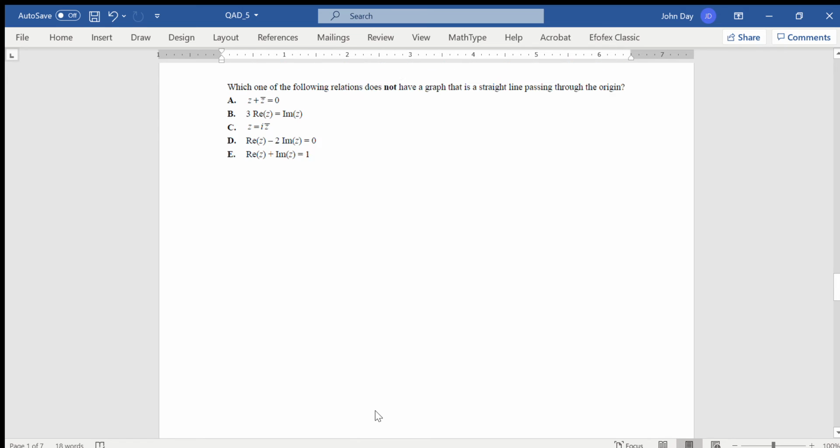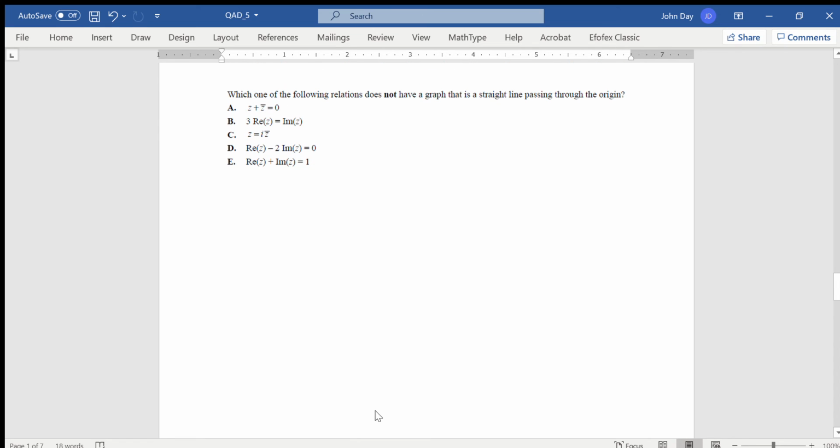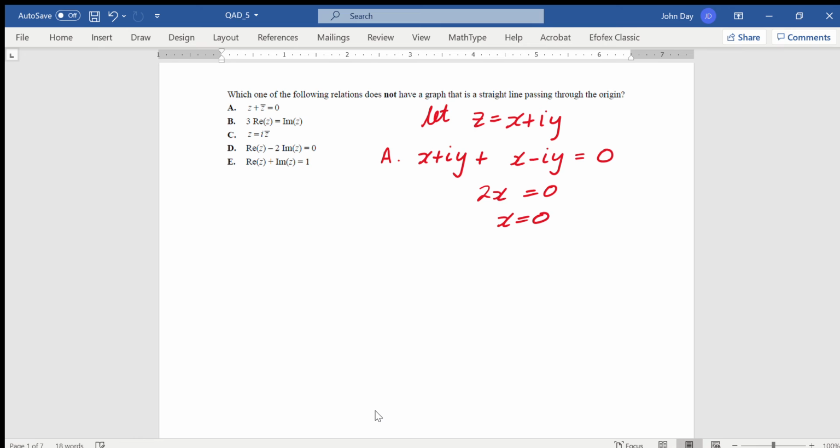Which of the following relations does not have a graph that is a straight line passing through the origin? All right, I'm going to, for each of these, let z equal x plus iy. So, exploring part A, we've got x plus iy for z, and the conjugate of z is x minus iy. So that equals 0. So that's 2x equals 0, so you get x equals 0. Now we know x equals 0 is just the y-axis. x equals 0 is this vertical line here. So that passes through the origin, like it says. It's a straight line passing through the origin. So that one's all right.